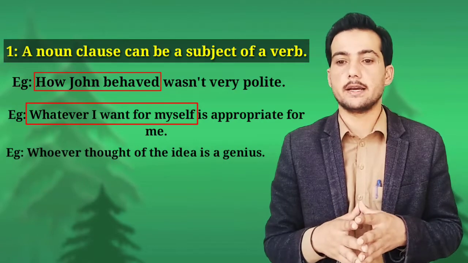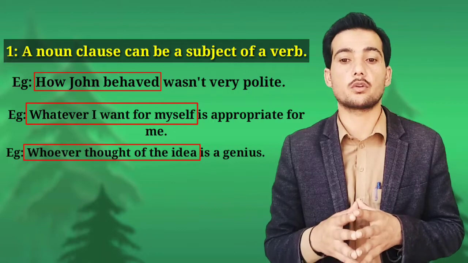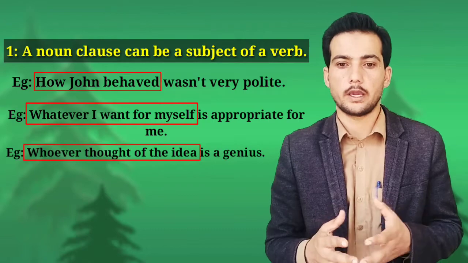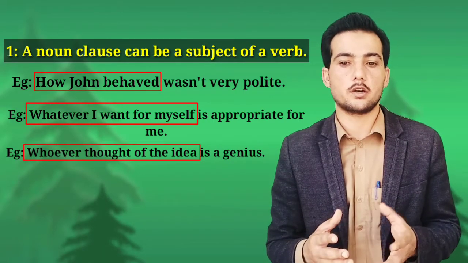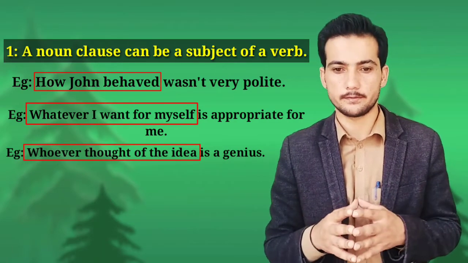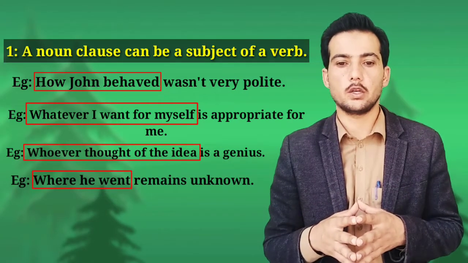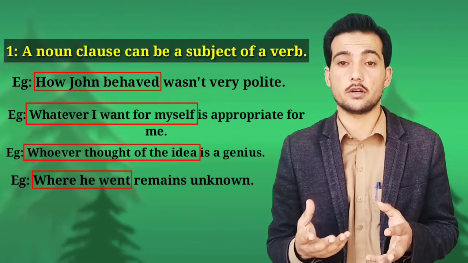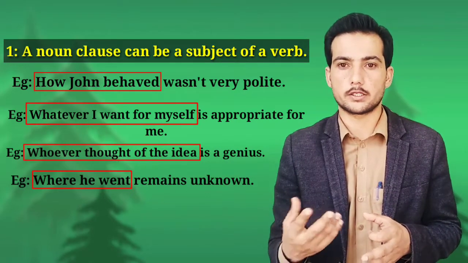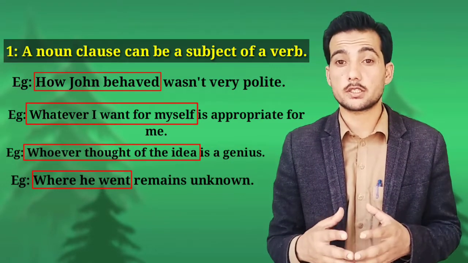"Whoever thought of the idea is a genius." So again, this sentence consists of a noun clause, that is "whoever thought of the idea." Here it consists of a subject, that is "whoever," and a verb, "thought." It is a noun clause, and here it functions like a subject of a sentence. "Where he went remains unknown." So again, "where he went" is a noun clause because it consists of a subject, "he," and a verb, "went." So it is a noun clause, and here it functions like a subject of a sentence.